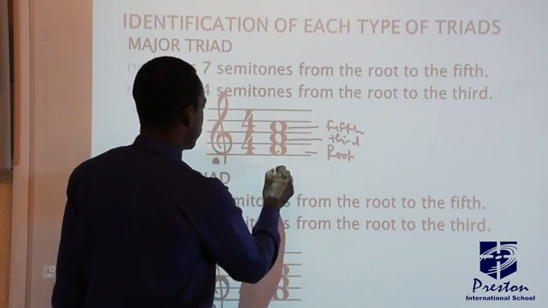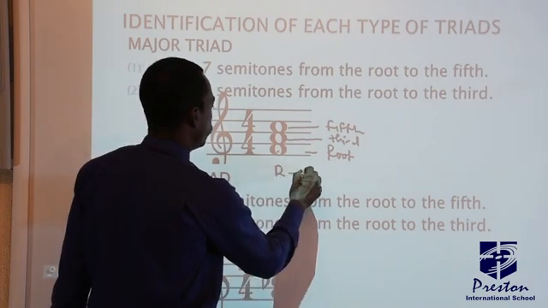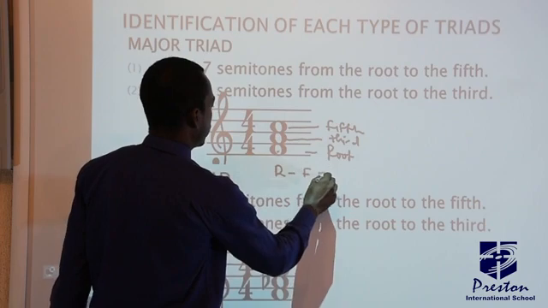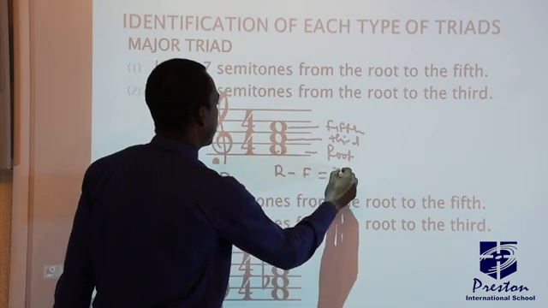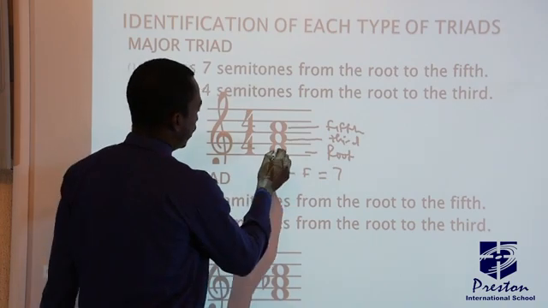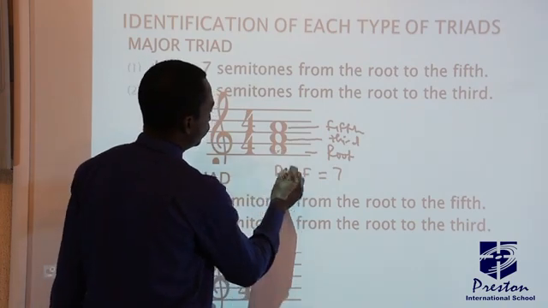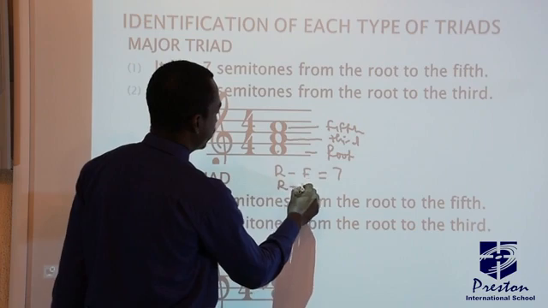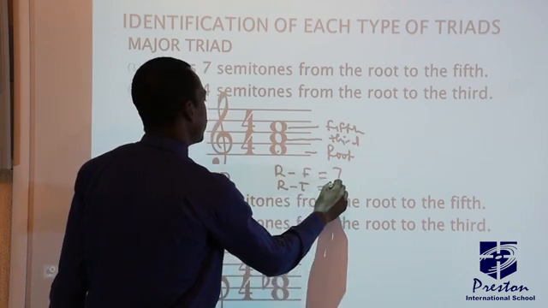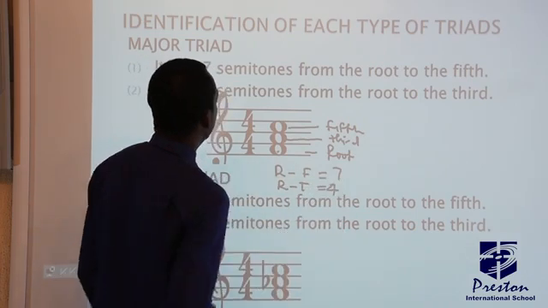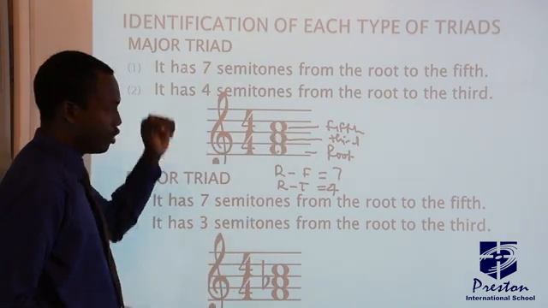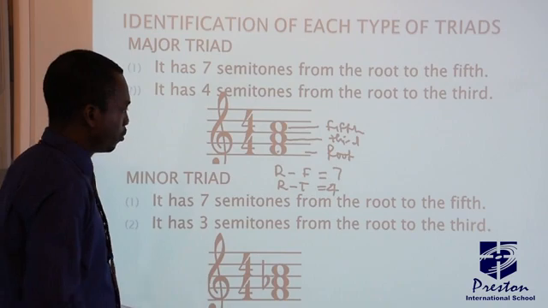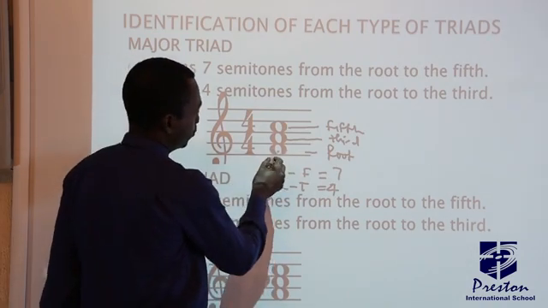So when you find the semitones from the root to the fifth, and you get 7 semitones, and you find the semitones from the root to the third, and you get 4 semitones, that means this type of triad is a major triad. We try it together now. We discover that it's going to give us the same thing.